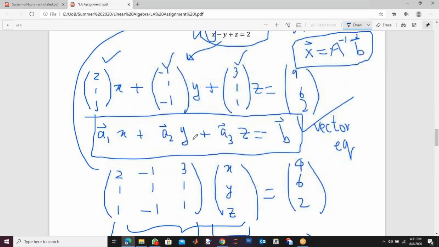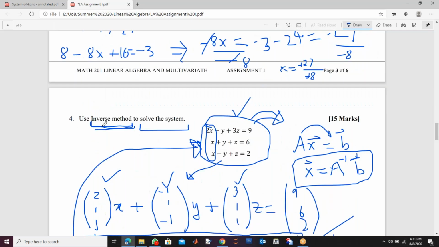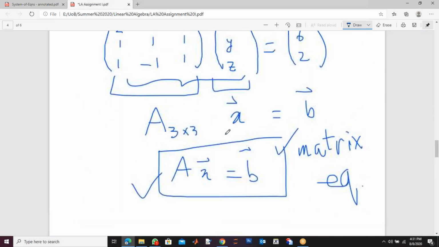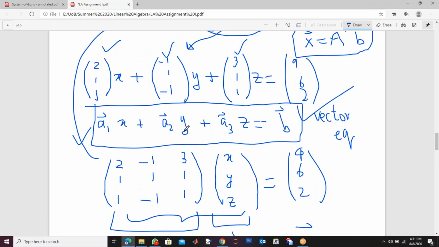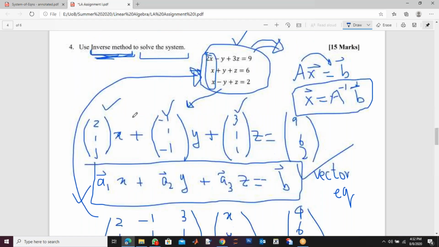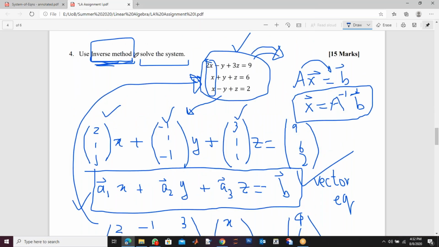Any question so far? Any question in writing this vector form and this matrix form? In this question, you can skip the vector form and directly write the matrix form, because we were asked to use the inverse method to solve the system. So I don't need the vector form, but by the way, I just gave you this idea of the vector equation as well. No question.